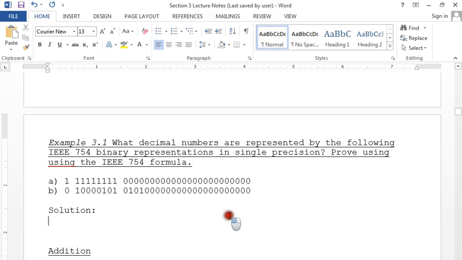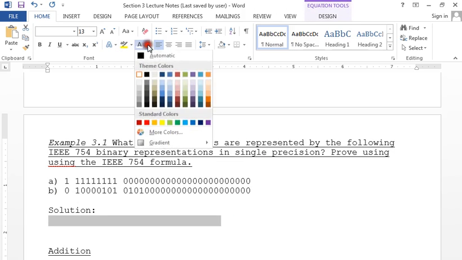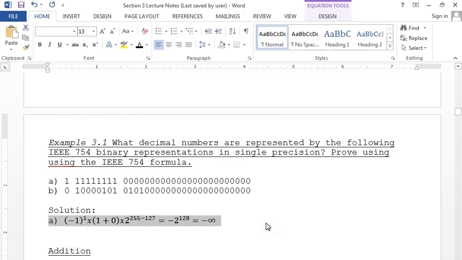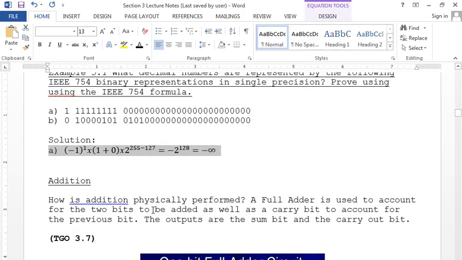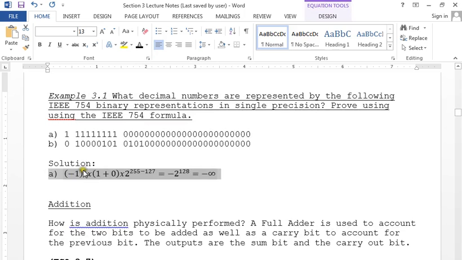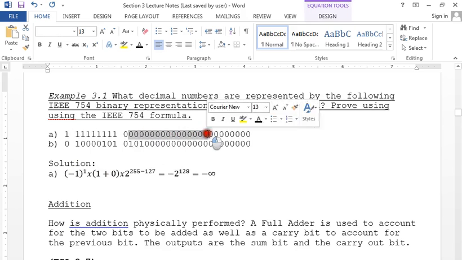Negative infinity, right? So our first line here, bring it back. So the calculation becomes, I'll bring this up to the top for those of you in the back, -1 to the 1, so that goes negative 1 plus 0. I say it's 0 because it's all zeros.